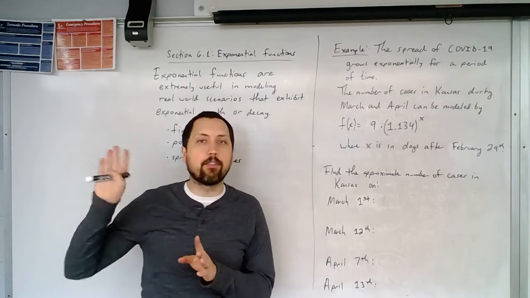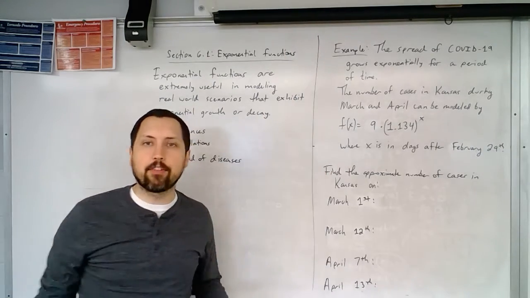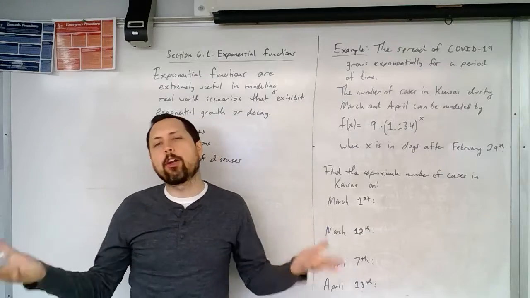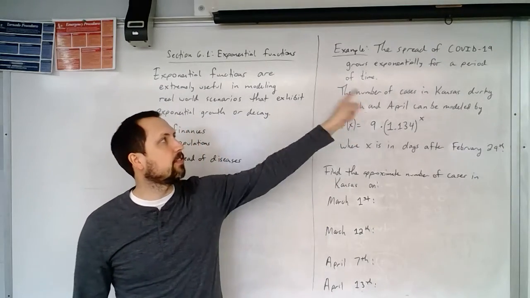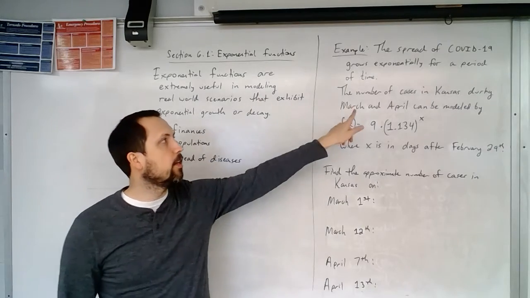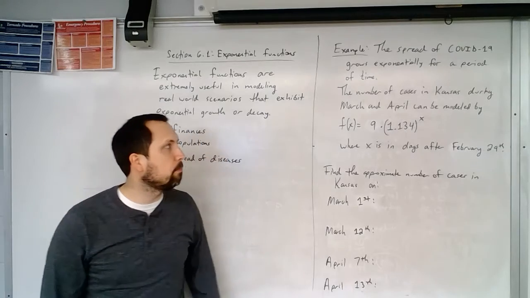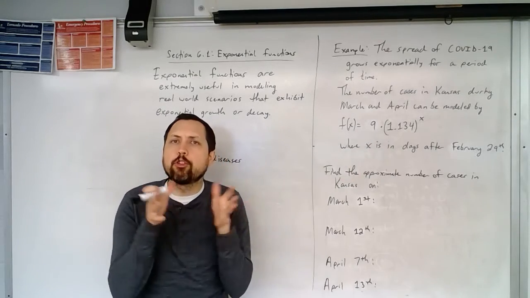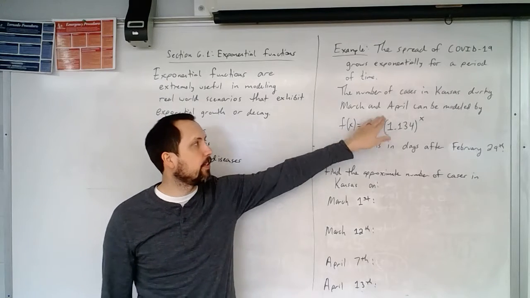Now, this isn't forever, right? If you think about an exponential function, it's going to keep going up and up and up forever, and that's not possible, right? You're eventually going to run out of people. And there's just other dynamics, but at least for a period of time, it does grow exponentially. So the number of cases in Kansas during March and April can be modeled by this. If we restrict ourselves to a small region and small time period, it can be modeled by this function.